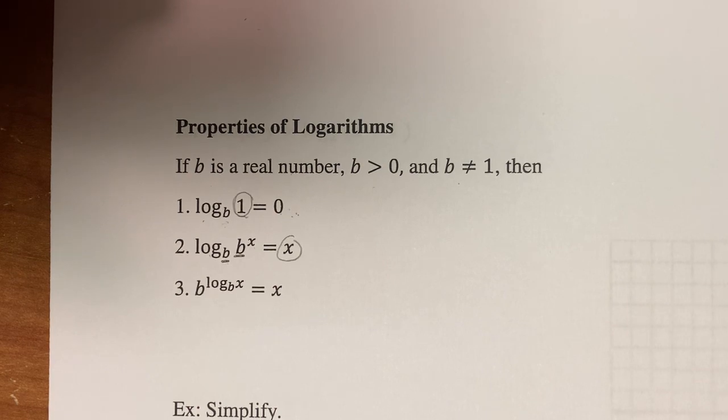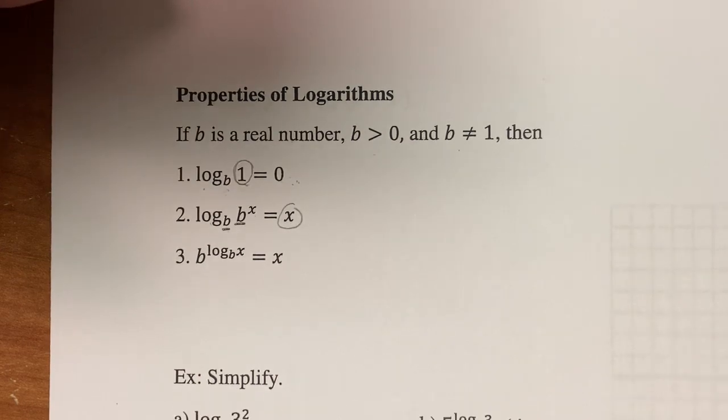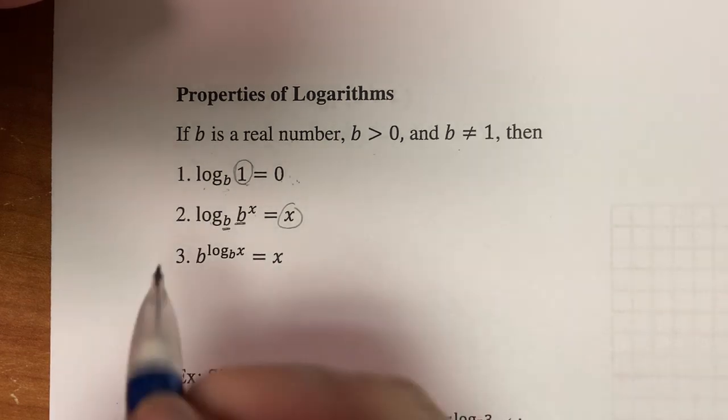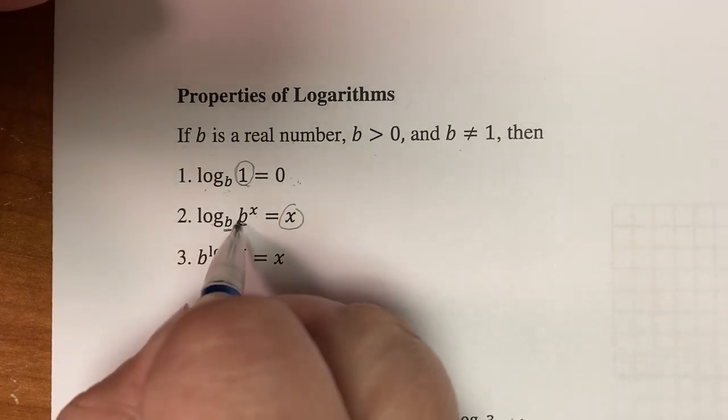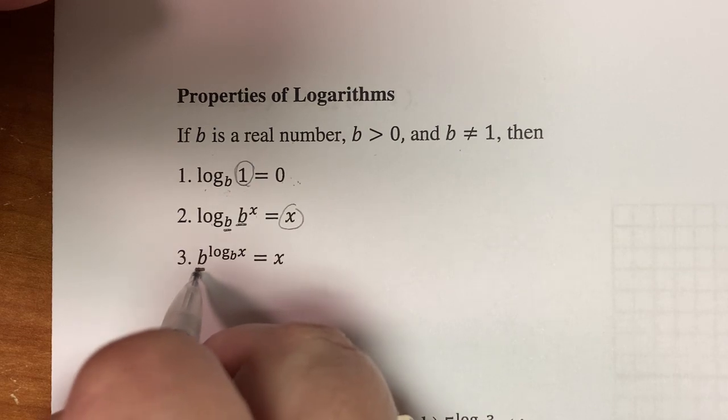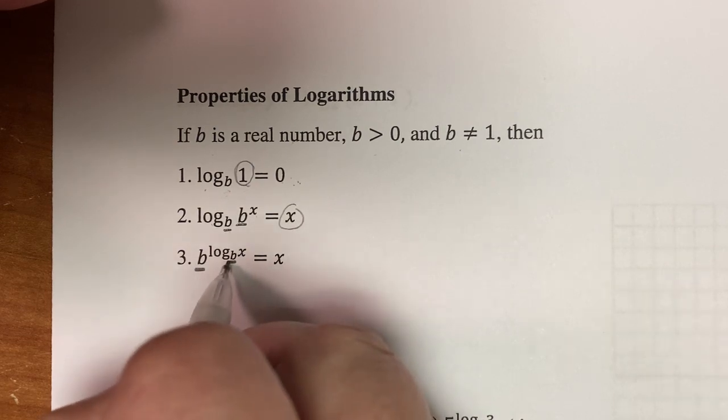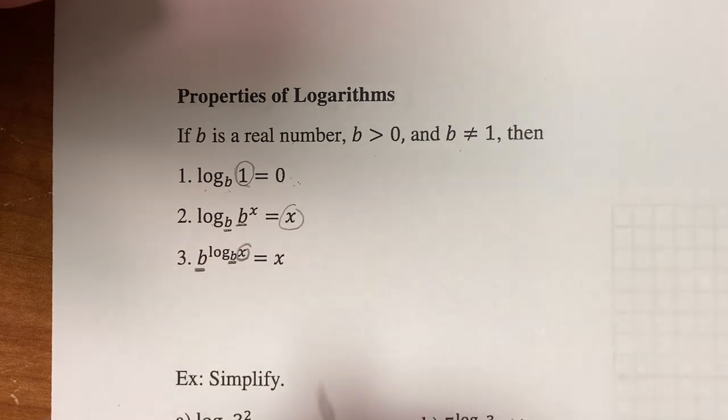Now the third one, you don't see very often, so quite honestly, I would just memorize it. You'll maybe see it twice. But again, it kind of follows what this one is. If the base and the base are the same number, then the answer is simply going to be x.